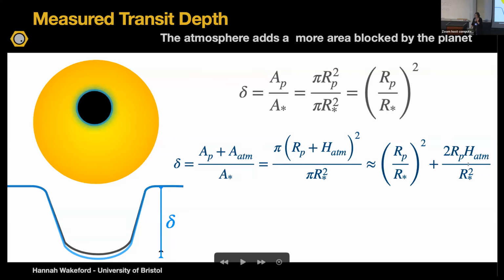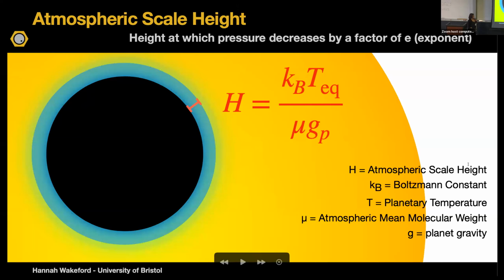So where does this H atmosphere come from? What are we measuring here? How can we know the extent of our atmosphere itself that we're going to be measuring? So H is what is known as the atmospheric scale height, and it can be calculated using this equation here. And it is essentially the height at which the pressure decreases by a factor of e.